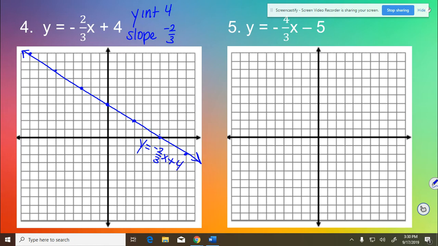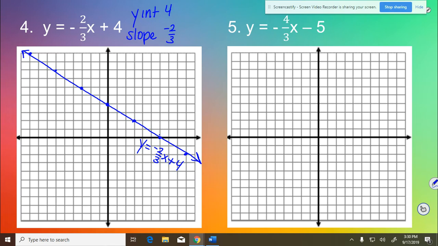All right, number 5, same idea. So now we have y-intercept is -5 because of the minus sign, and our slope is -4/3. So we're going to start down at -5 below the x-axis, way down here, and we're going to go down 4, right 3. Brings me right here.